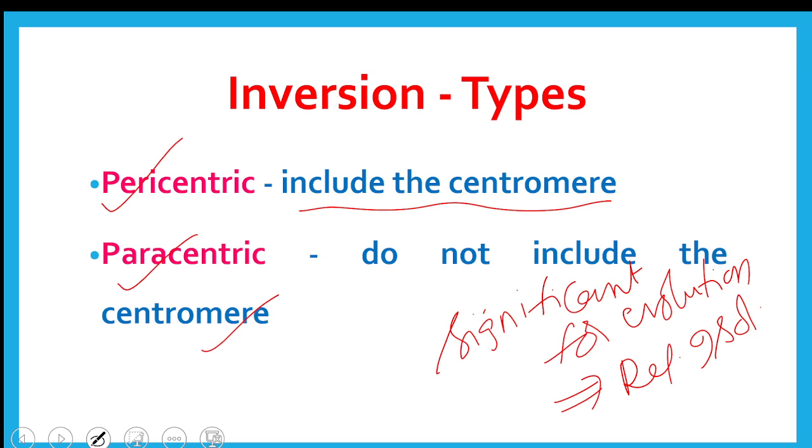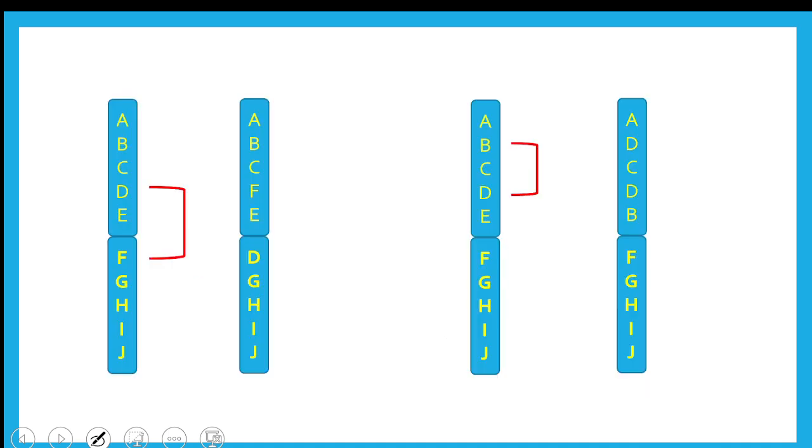How paracentric or pericentric inversion results in reproductive isolation, we'll discuss when we deal with evolution. Okay, so this is pericentric and paracentric. One is pericentric, the other is paracentric. Which one is pericentric and which one is paracentric? Can anybody tell me? First one is pericentric. Why?